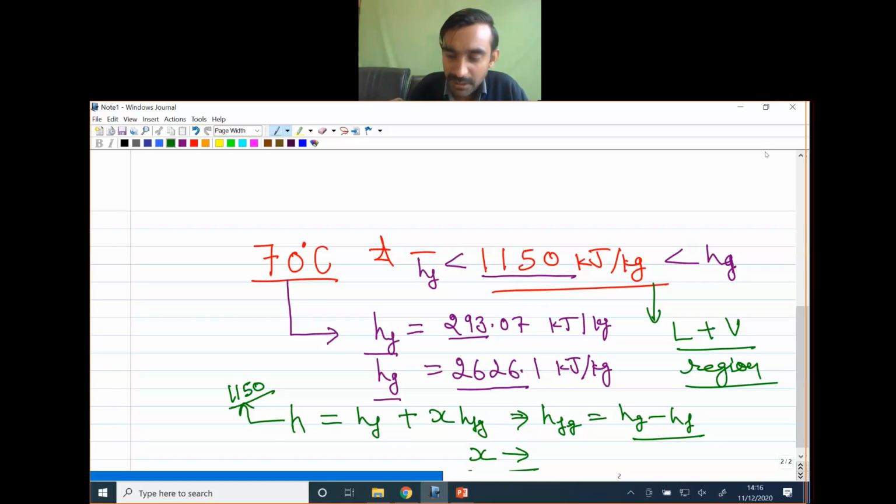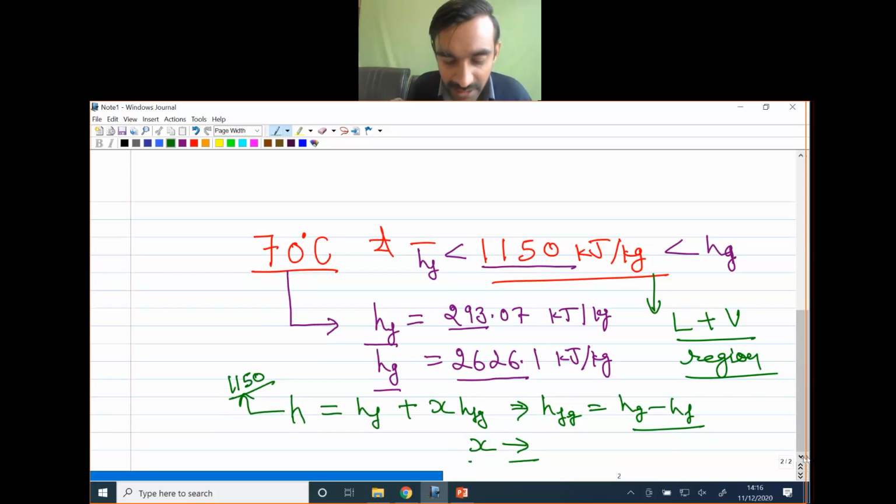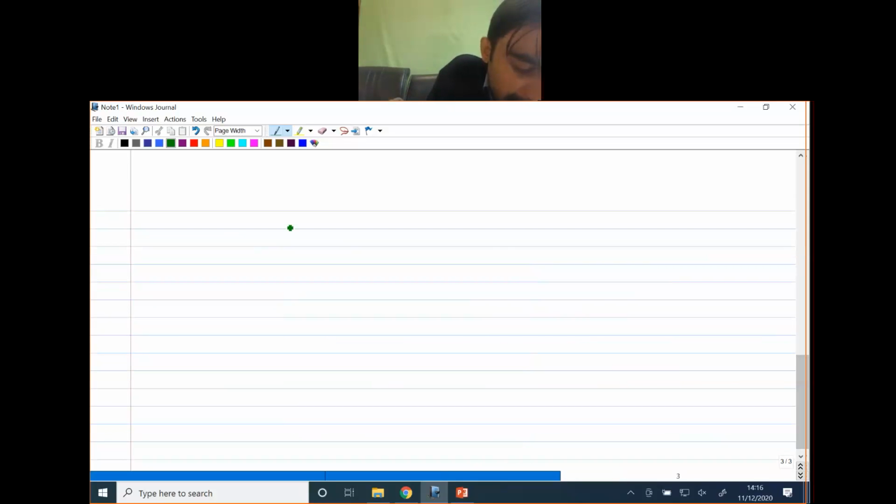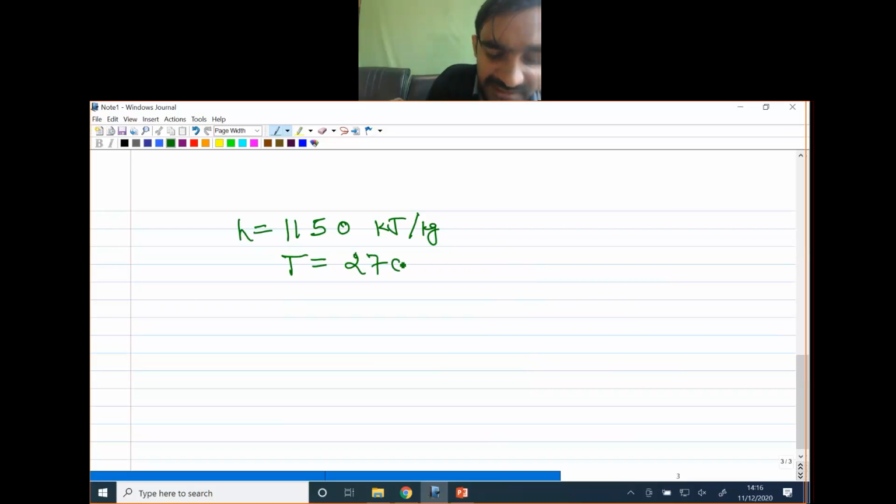Okay, so we will be easily able to determine the value of X, which is our dryness fraction. Now let us take one more situation. If I now say that my enthalpy is the same, 1150 kilojoule per kg, but now my temperature is equal to, say, 270 degrees Celsius.